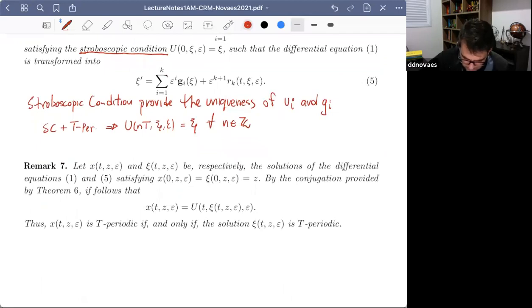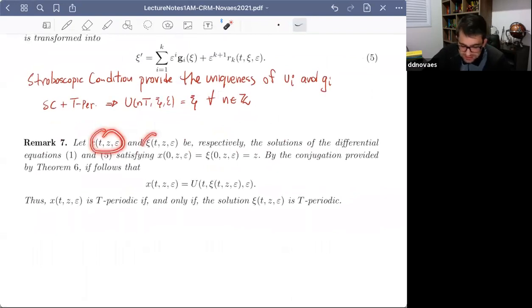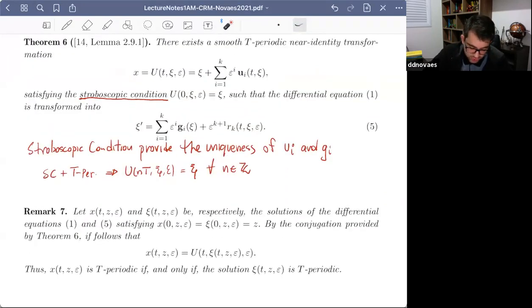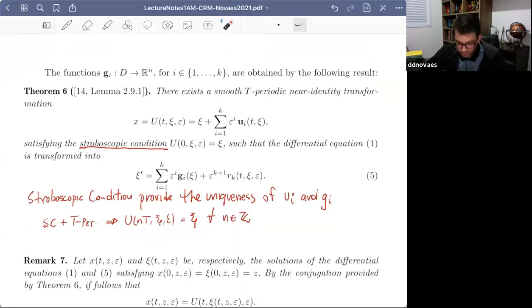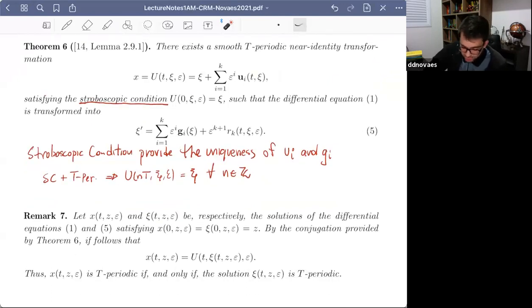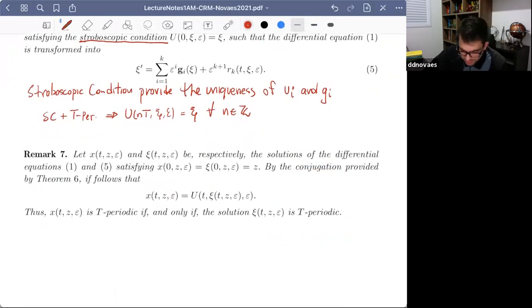Okay, so note that if x and c are the solutions of the difference equation, the standard form 1, and the truncated averaged equation, then by the conjugation provided by theorem 6, we have that x(t, z, epsilon) is actually equal to u(t, c(t, z, epsilon), epsilon). Okay, so let's see why this is true.